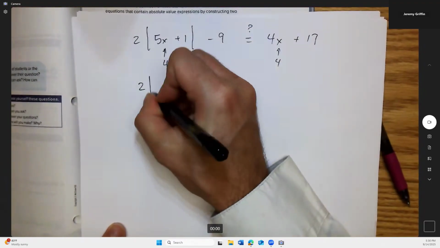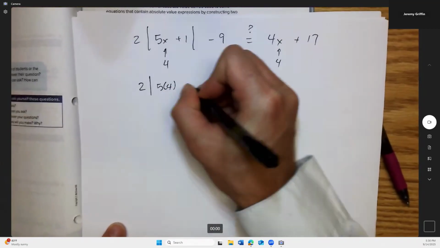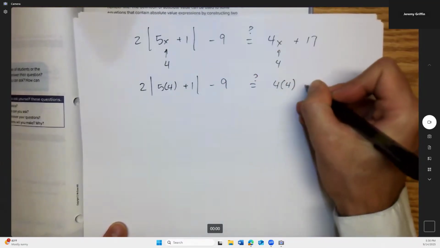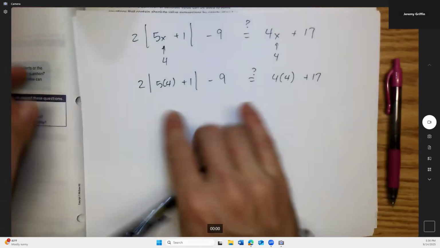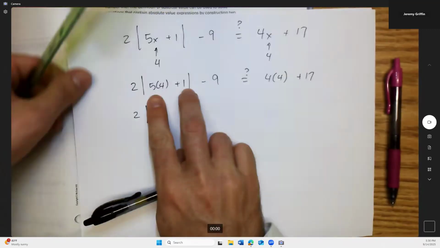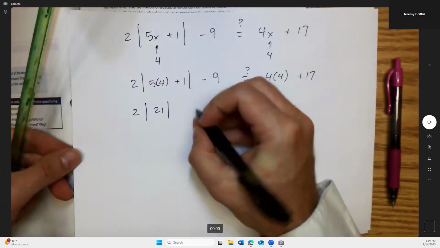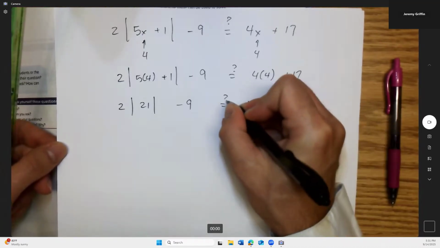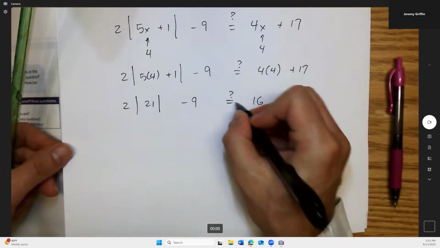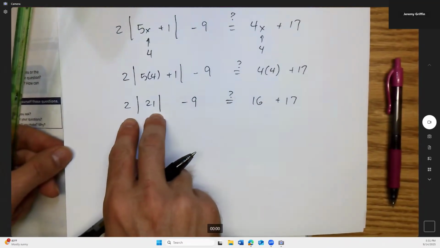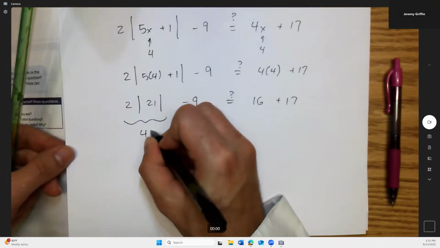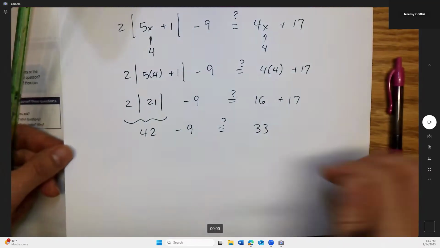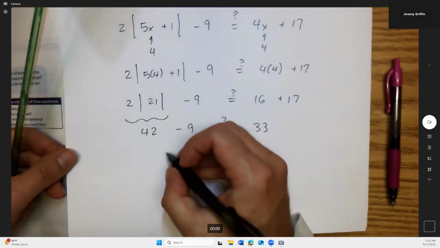So we got 2 times the absolute value of 5 times 4 plus 1, minus 9. Is that equal to 4 times 4 plus 17? This would just be 21, and the absolute value of 21 is 21. Over here, 16 plus 17. We're testing to see if this is true. The absolute value of 21 is 21, times 2 would be 42. So this is 42 minus 9. Is that equal to 33? What's 42 minus 9? Hey, that is 33.